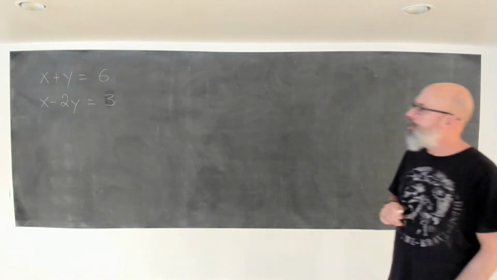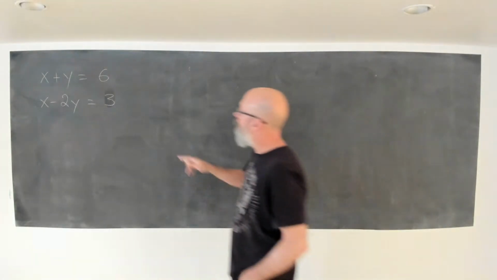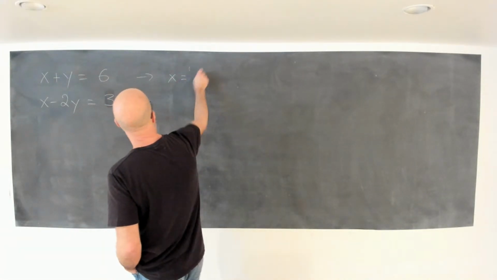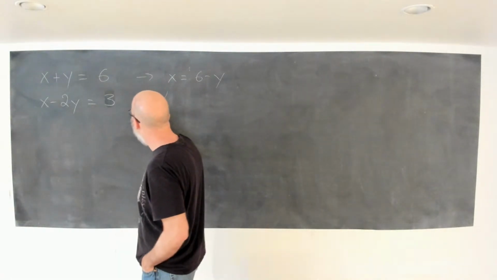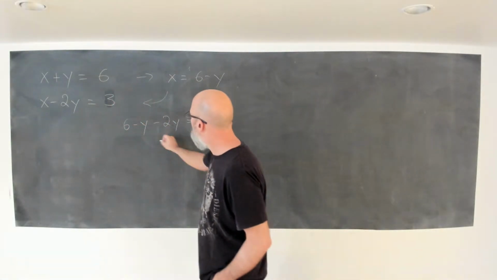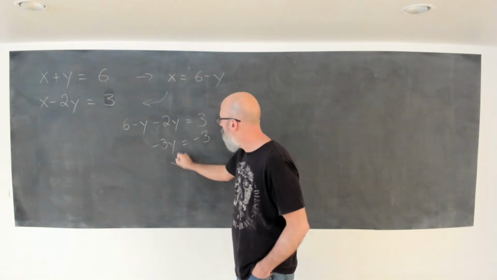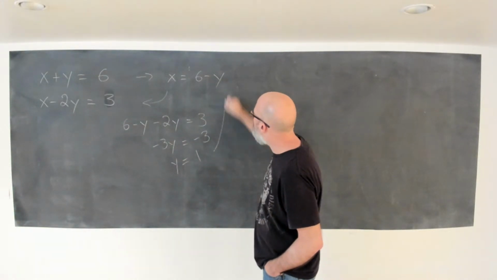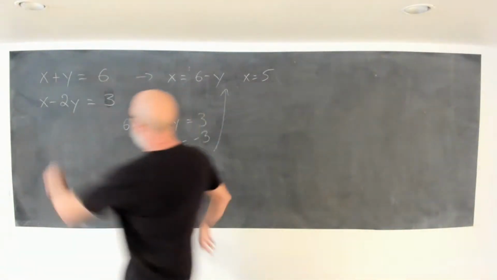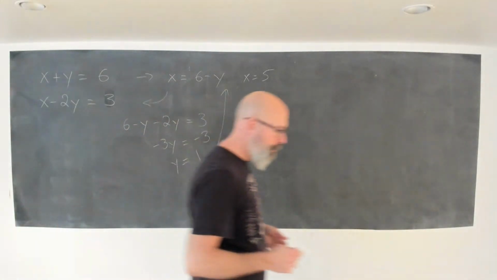We have a system of equations, and I'm quite certain that all of you know how to solve this. You can isolate for one variable, perhaps x is 6 minus y, plug that into the other one to get 6 minus y minus 2y is equal to 3. So minus 3y, and if you bring the 6 to the other side, minus 3y is equal to minus 3, or y is equal to 1. And if y is equal to 1, then x is equal to 5. And 5 plus 1 is 6, 5 minus 2 is 3. The solution satisfies both equations.